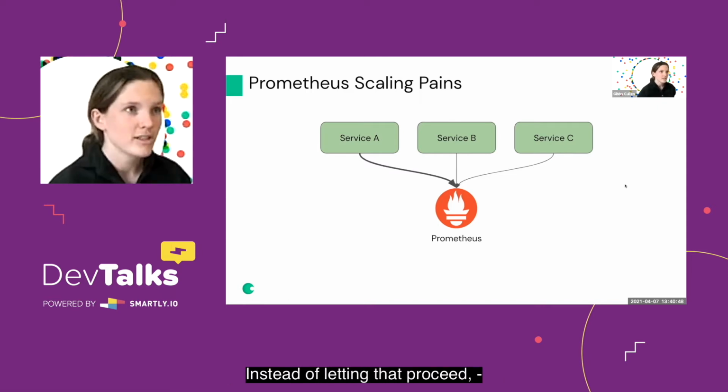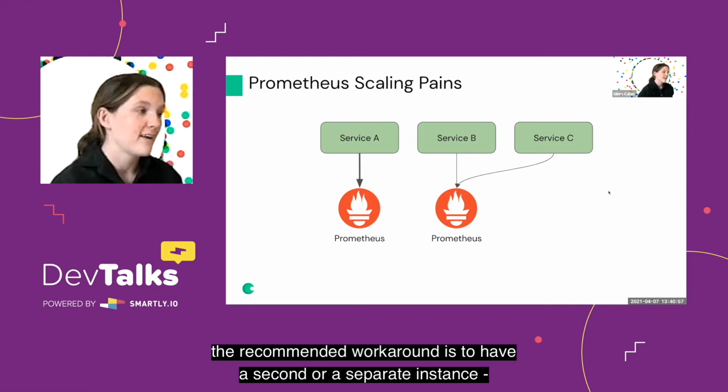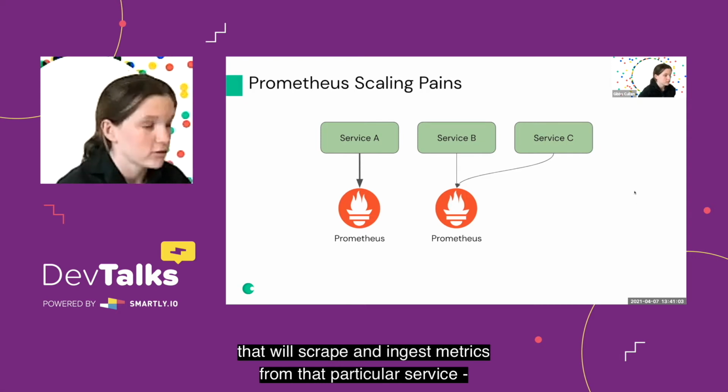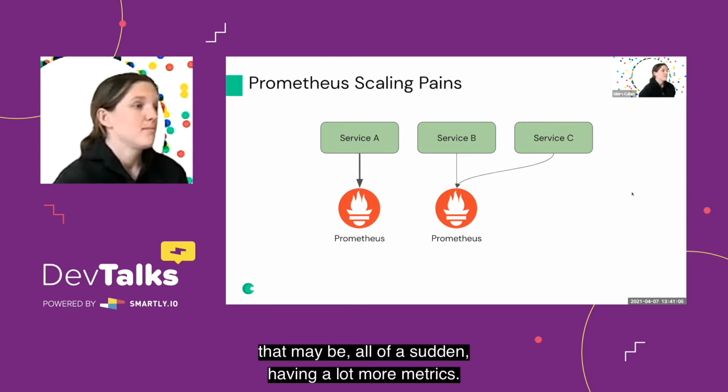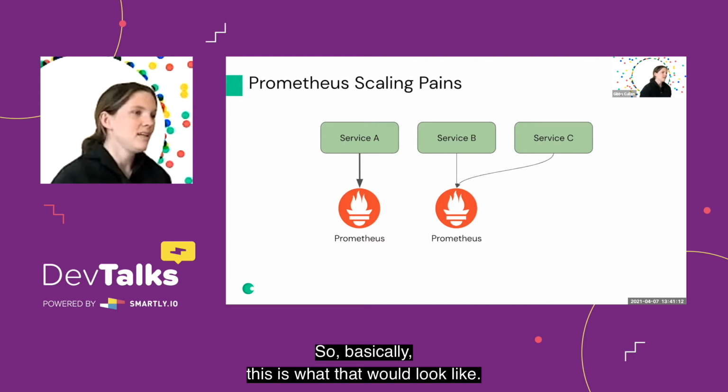So instead of letting that proceed and having your instance overloaded, the recommended workaround is to have a second, separate instance spun up to scrape and ingest metrics from that particular service that may suddenly have a lot more load of metrics. So basically this is what that would look like.